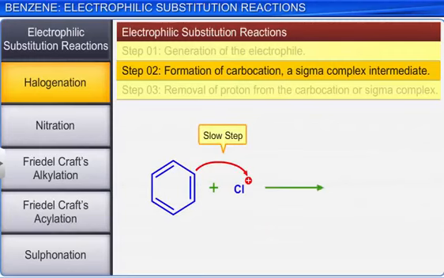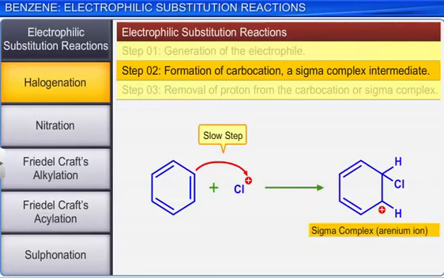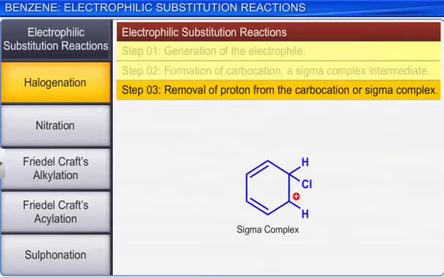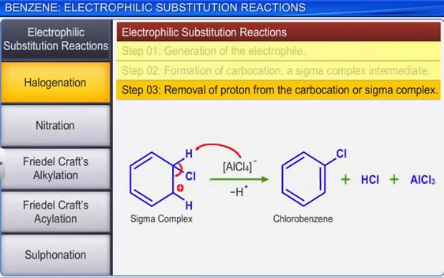This is because in the sigma complex, one of the carbon is sp3 hybridized and the delocalization of electrons is not possible. In the last step, the proton is removed from the intermediate sigma complex in the presence of nucleophile AlCl4- ion. This results in the formation of chlorobenzene. Note that the last step of the reaction is always a fast step, as the non-aromatic sigma complex is converted to aromatic compound.